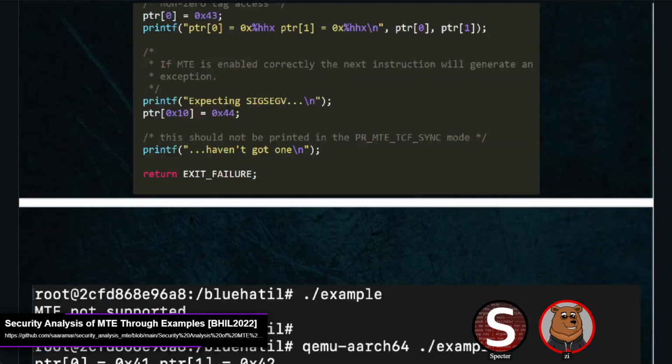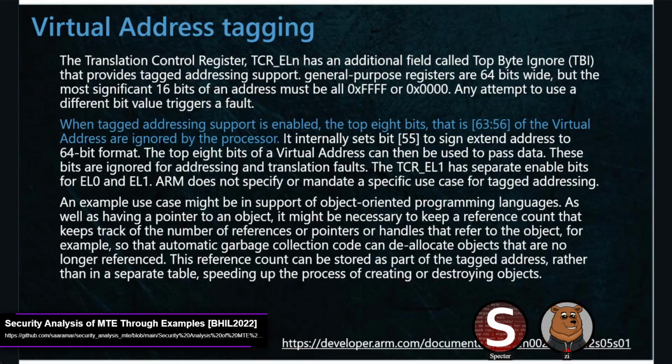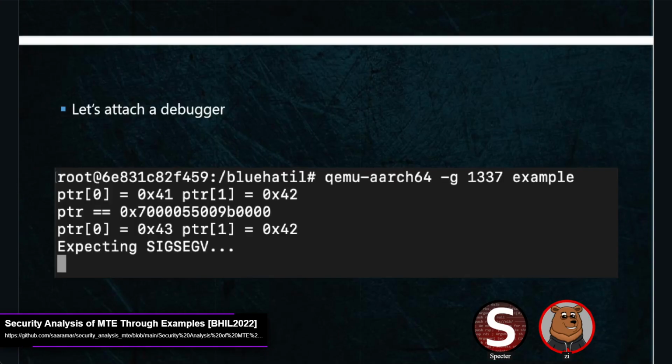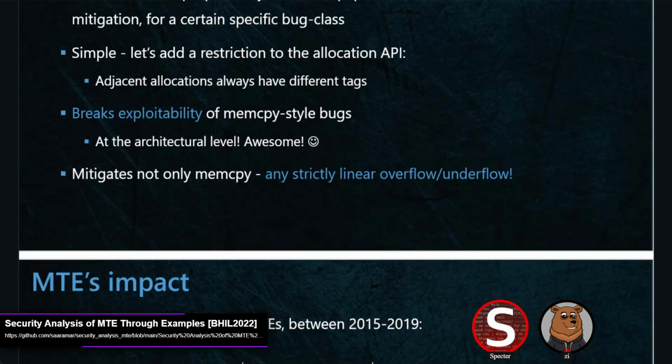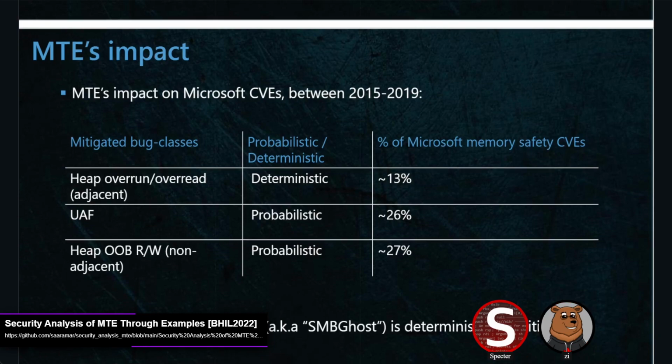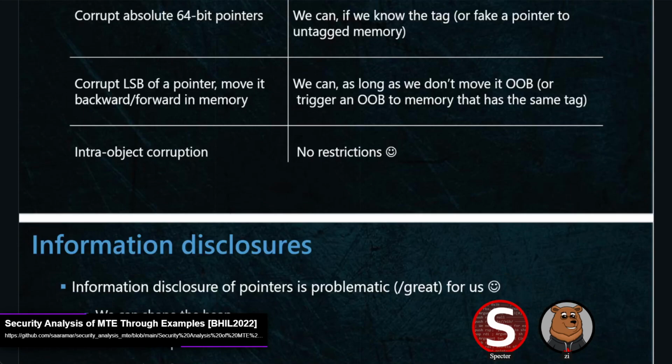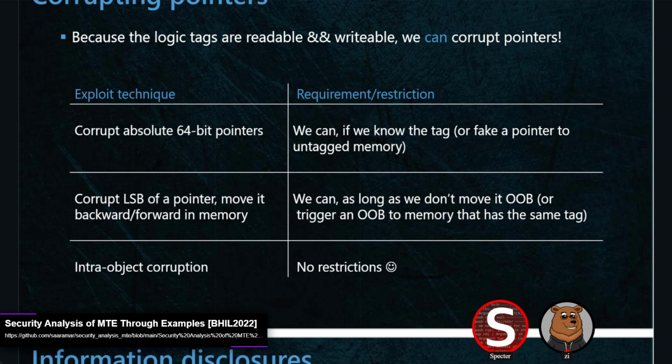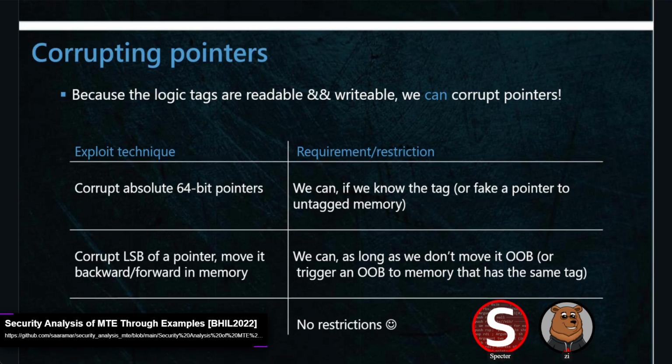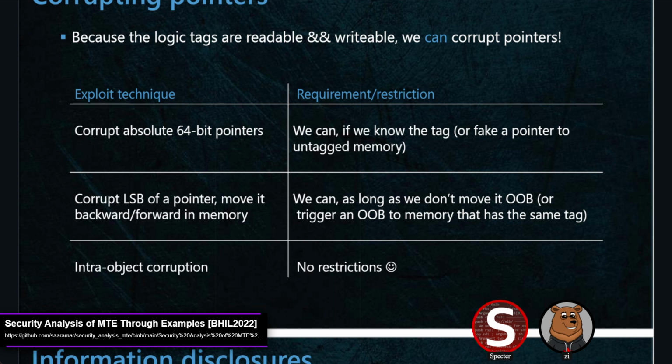I believe they have a page that talks about a few attacks. Slides 28 and onward is where they have a table of some of the bypasses, or ways that you can get around MTE. For example, if you know the tag or can leak the tag, it's kind of useless. You can embed the tag in your pointer and you're fine. Or you could corrupt the least significant bits of the pointer and keep it within the range of the block for that area of memory.